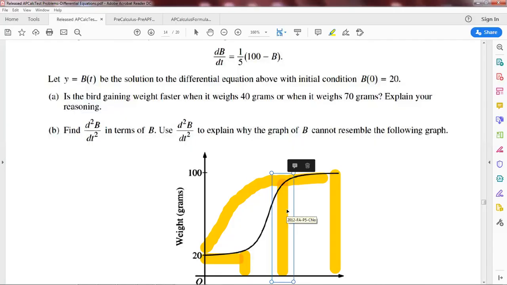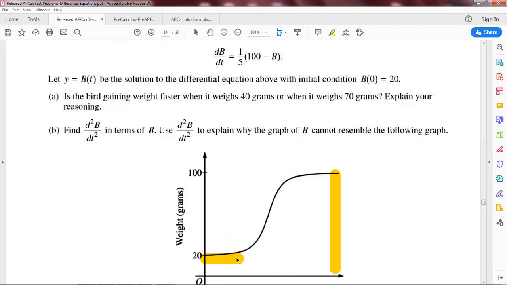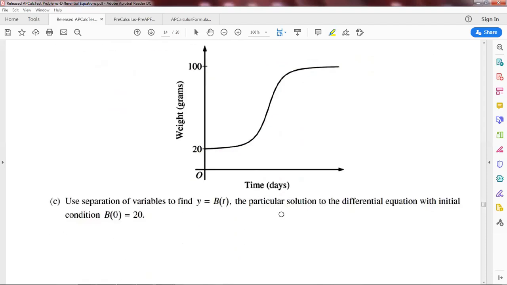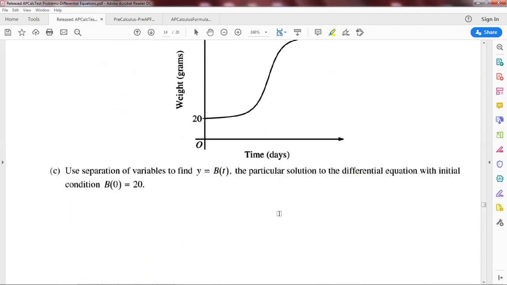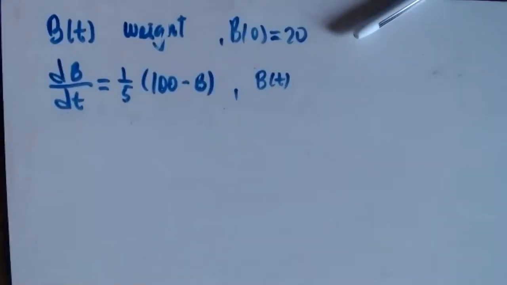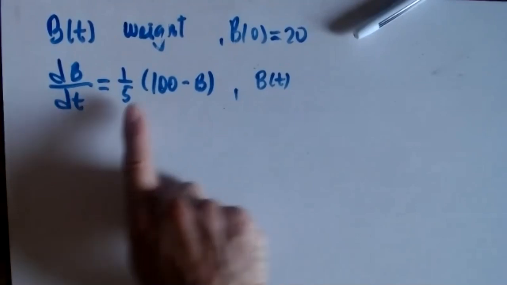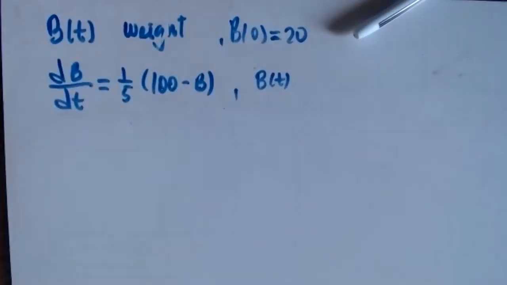So we have here, okay, let me just delete this, right? And then the last question is, use separation of variables to find y equals b of t, the particular solution of the differential equation with initial condition b(0) = 20. Now, I want you to solve this equation on your own. You solve this equation when the b is 20. Remember, it's separation of variables.